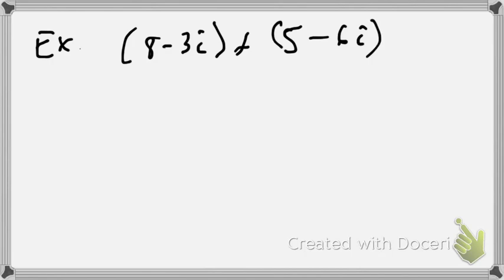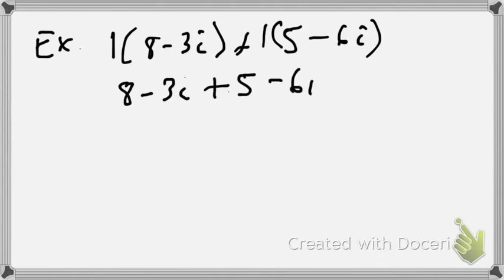When you're adding these together, imagine that there's a 1 in front of both parentheses and distribute. So 1 times 8 gives you 8, 1 times negative 3i is negative 3i, and then a positive 1 times 5 is positive 5, and a positive 1 times negative 6i is a negative 6i. Really, I just distributed here, here, and there. Now we want to combine the real and imaginary parts.